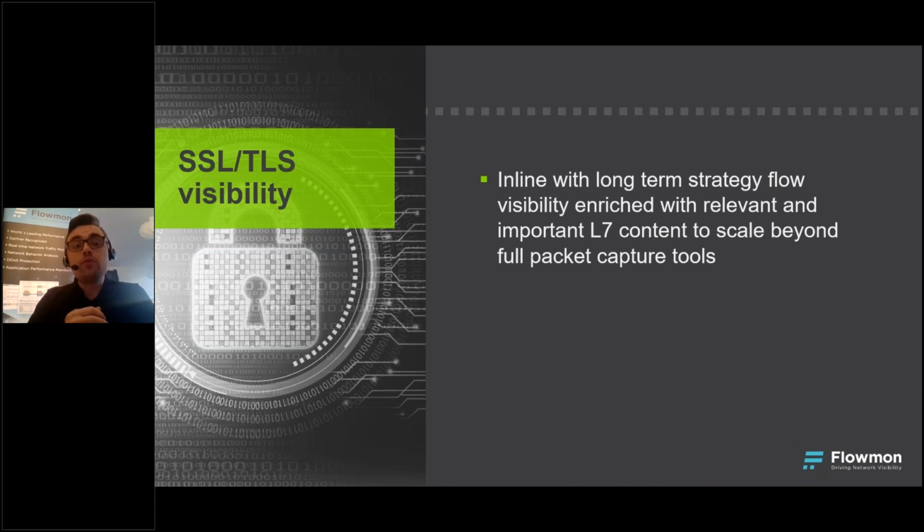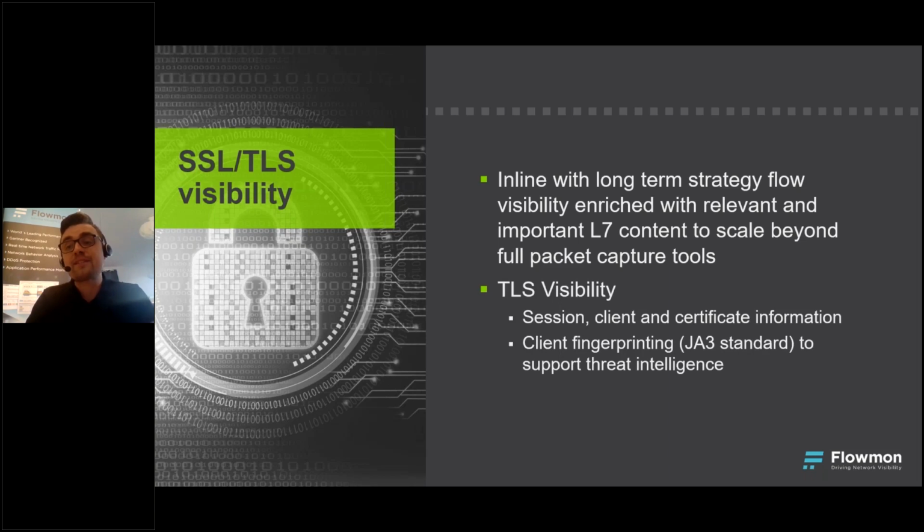I mentioned the new feature, which means SSL and TLS visibility. This is aligned with the long-term strategy of Flowmon of enriching flow with layer 7 information, which can be useful for troubleshooting use cases, operational use cases, and of course security as well. So this is something which enriches flow and enriches use cases, and shows how monitoring and security can go beyond the standard flow information.